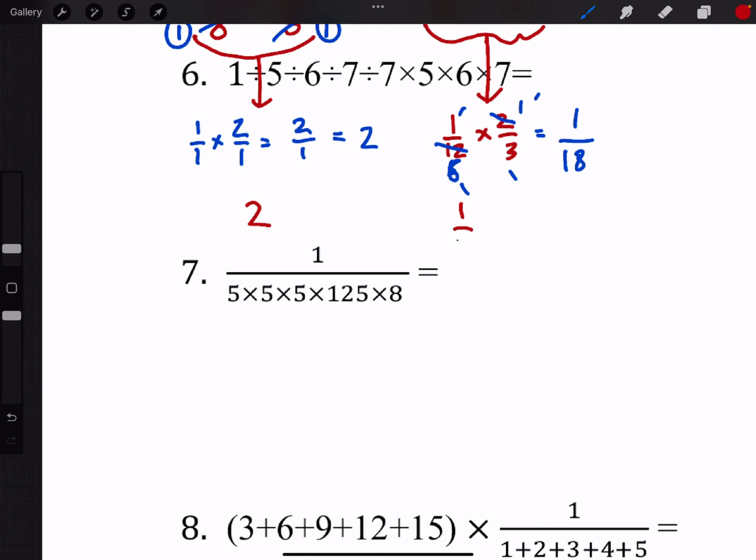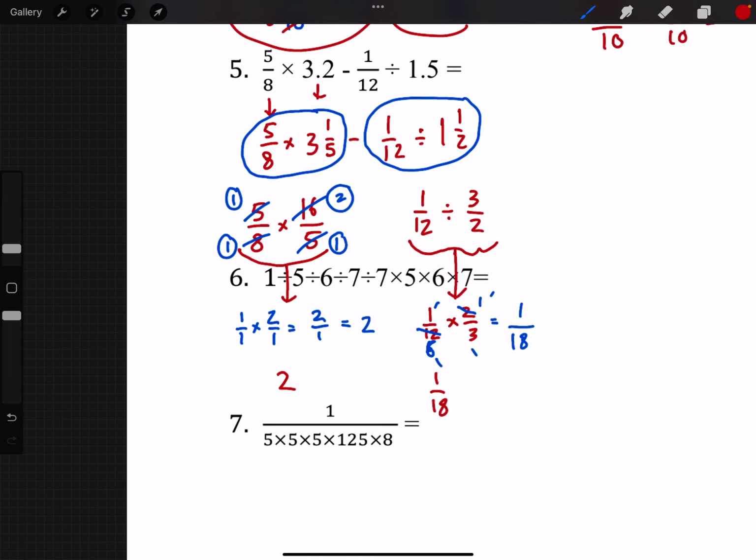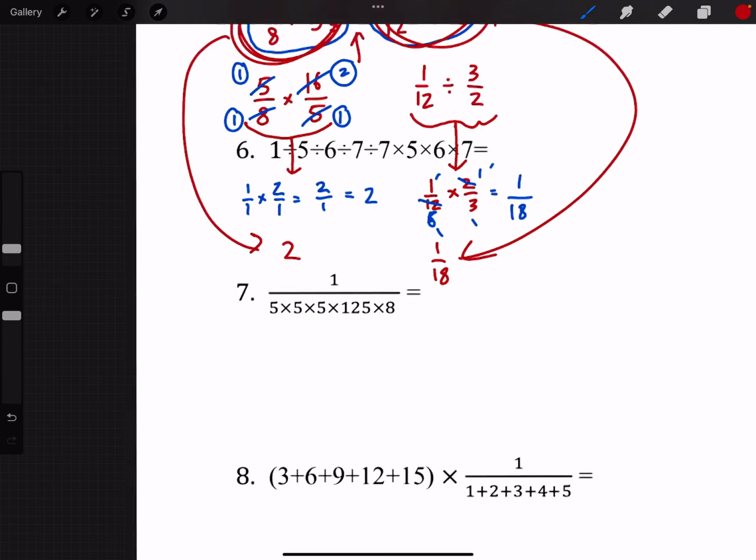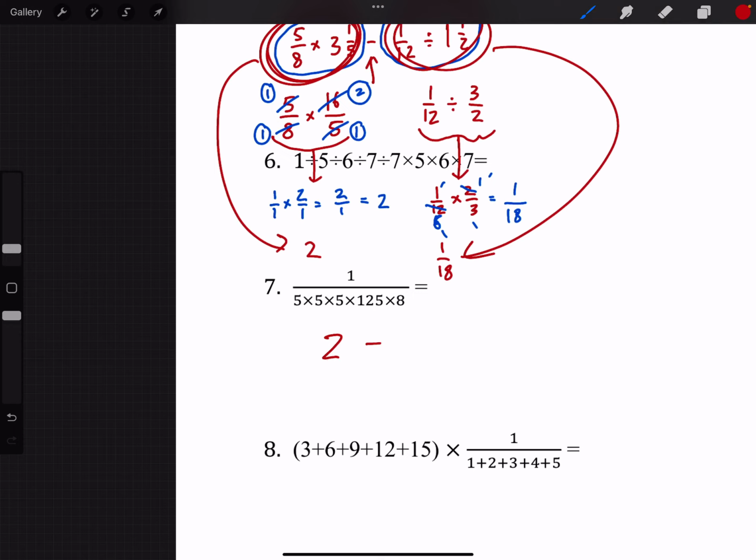So 1 over 18. Now we've done, so all of this becomes 2. All of this becomes 1 on 18. And you have a minus symbol in between them. So you have 2 take away 1 on 18, which becomes 1 and 17 over 18.